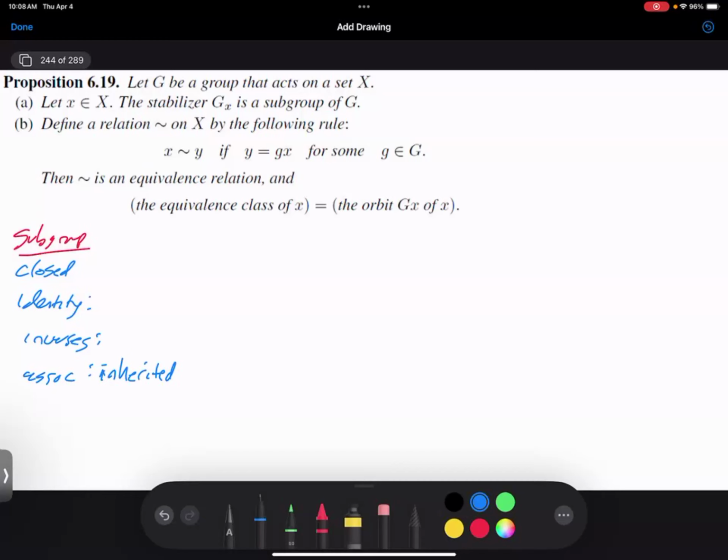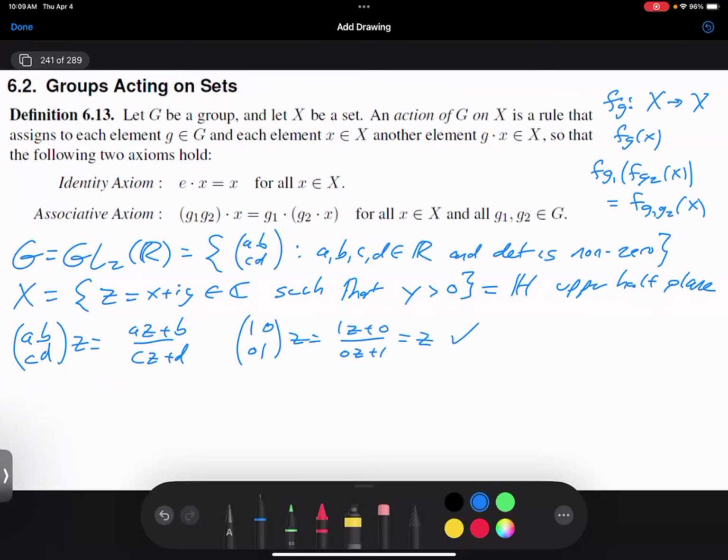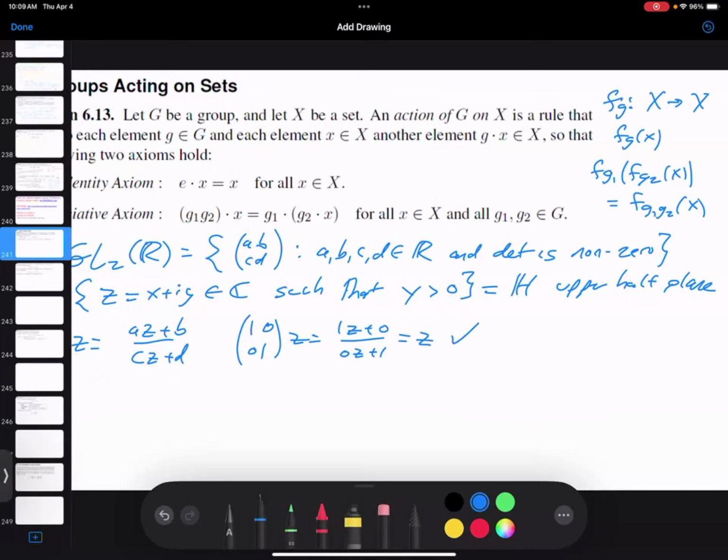Is the identity element in the stabilizer of X? Yeah, by the definition. When we were defining what it means to have a group action, one of the things we said is the identity has to send X to X. So the identity is going to be in it.